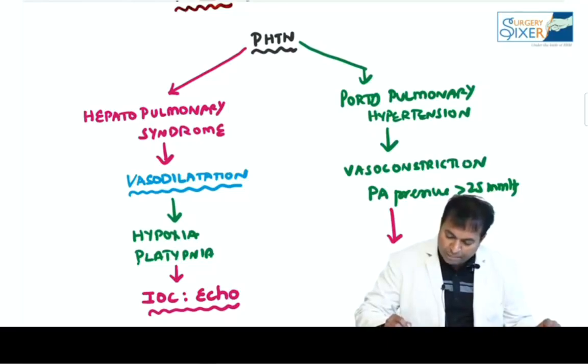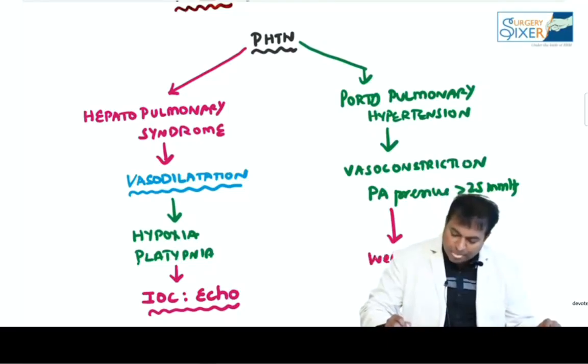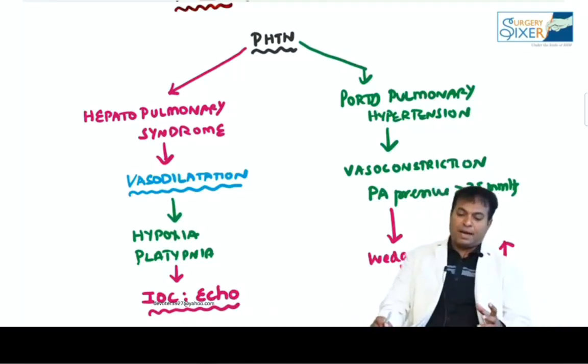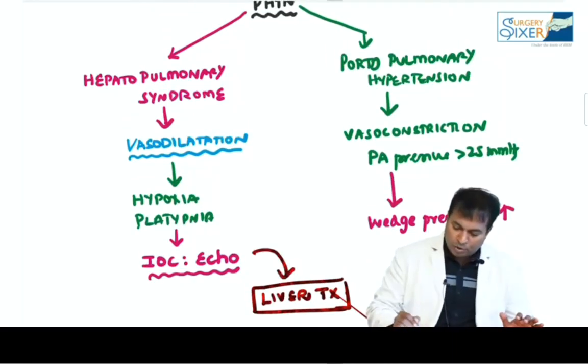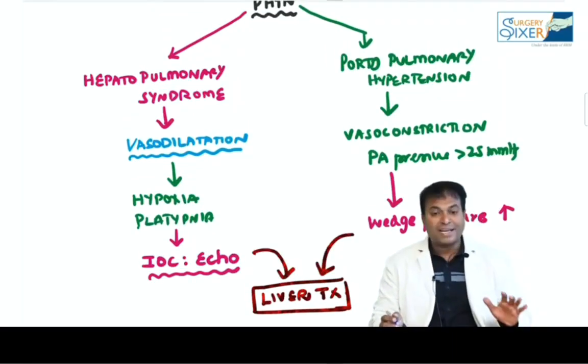So portopulmonary hypertension is diagnosed by wedge pressure of the pulmonary artery. Wedge pressure is used to see, and it will be increased. And please don't forget, both these conditions should undergo liver transplantation. Both these patients should undergo liver transplantation. So the treatment of both hepatopulmonary syndrome and portopulmonary hypertension is liver transplantation. Very simple concept. There is nothing to mug up.